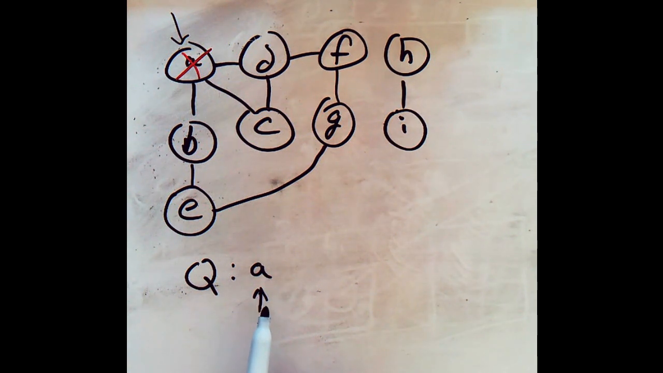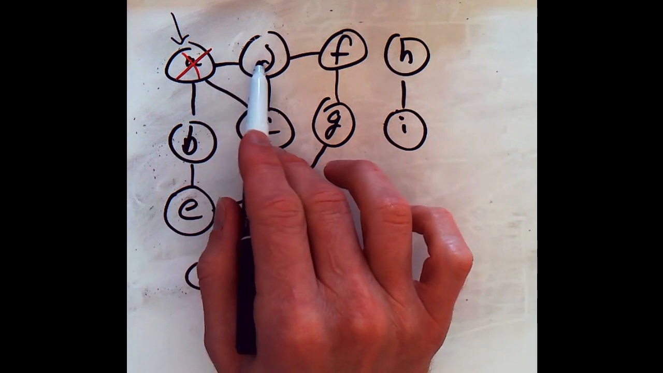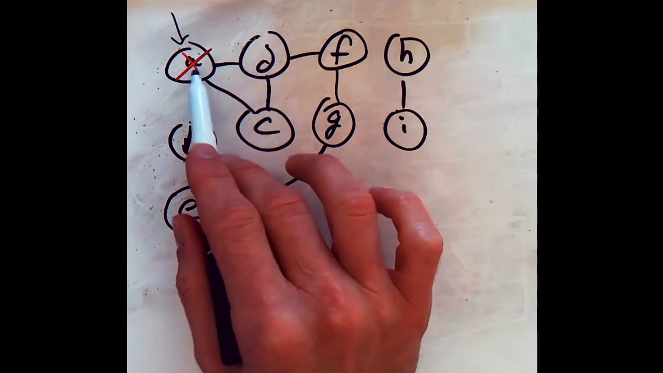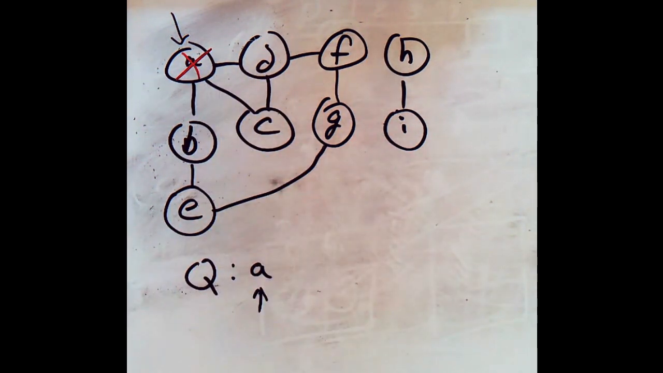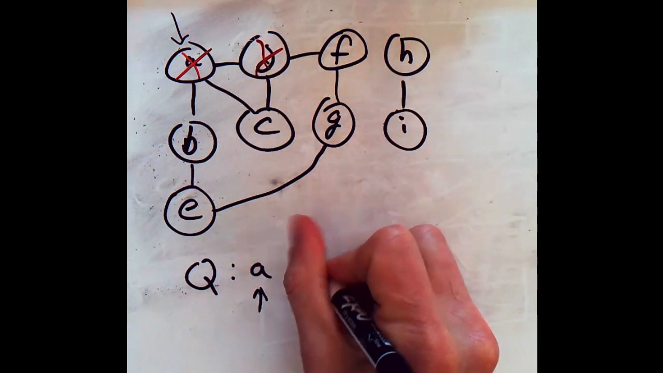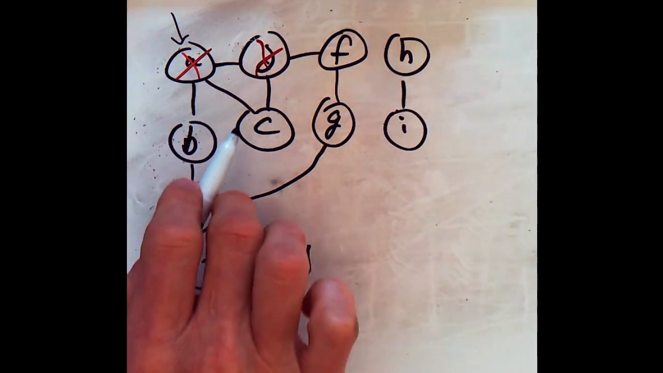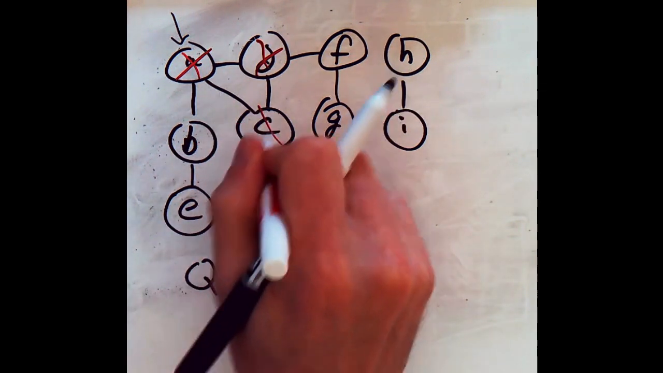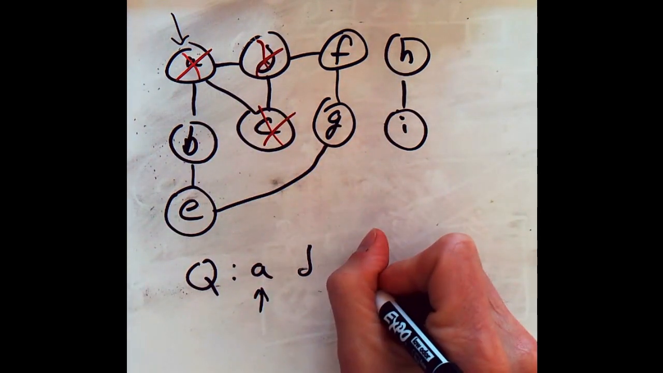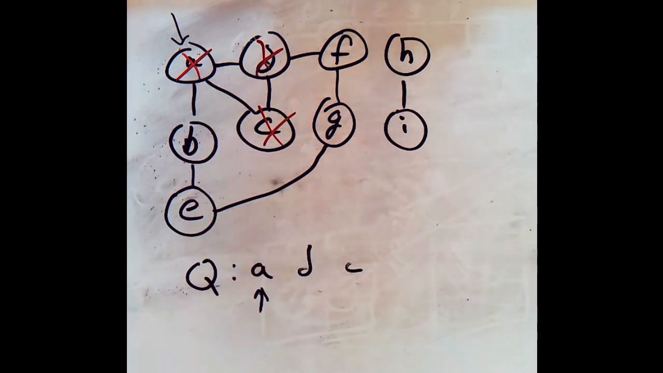Then we're going to look at everything that it's connected to. And we're going to see that it's connected to D, and D has not yet been crossed out, so we will both cross out D, and we will add it to our queue. A is also connected to C. It hasn't been visited, so we'll cross it out and add it to our queue. A is also connected to B.